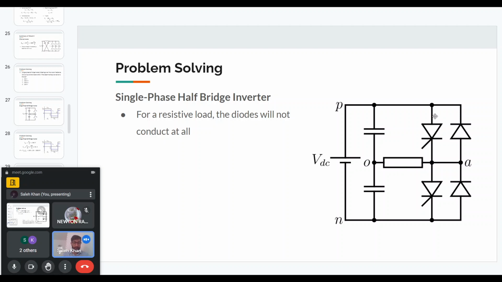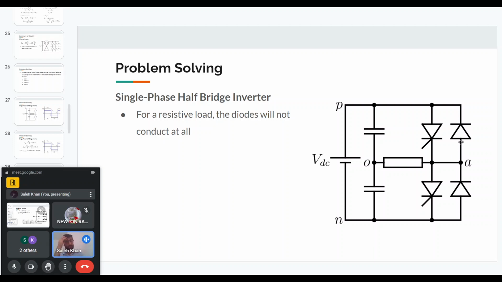Previously I was using a generic switch. Now we are told that they are SCRs and diodes, because the switch has to have bidirectional current capability. That is why we have an SCR and then an anti-parallel diode. The anti-parallel diode will carry the negative current. The question is saying that the SCRs are triggered from 0 and then T by 2, and it is asking what the conduction time of the diodes will be.